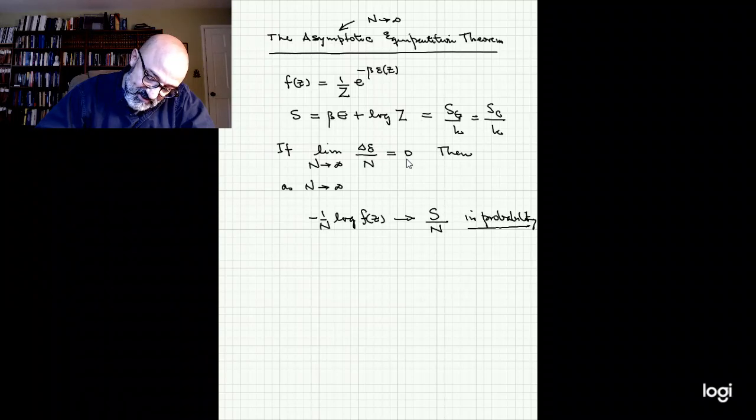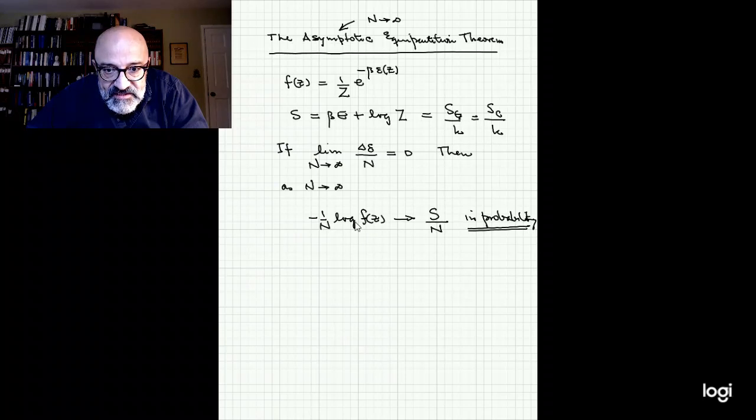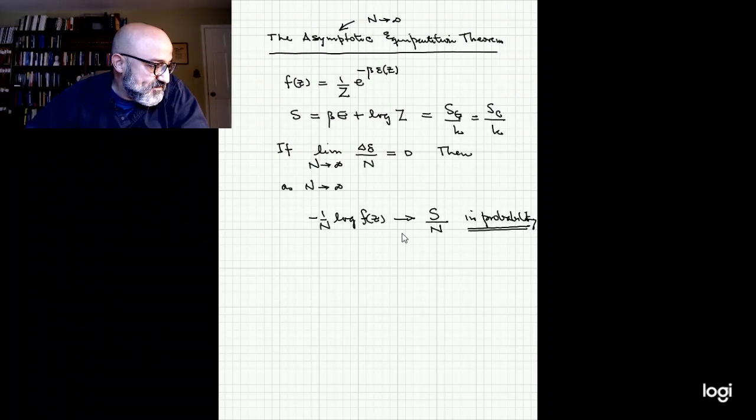This is important. In probability, this quantity tends to that in probability, meaning the probability that this quantity differs from that by a small amount goes to 0. It just, the probabilities go to 0. So what does this mean?